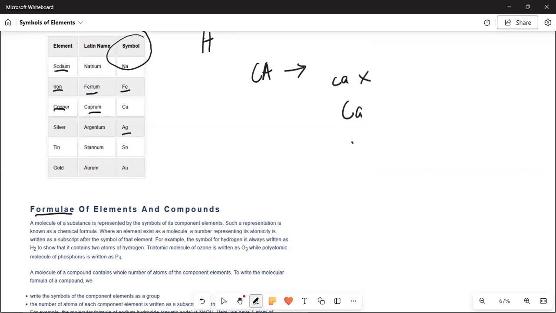Such a representation is known as a chemical formula. Where an element exists as a molecule, a number representing its atomicity is written as a subscript after the symbol of that element. For example, hydrogen is always written with a 2 after it to show that hydrogen, as a molecule, always has two atoms.